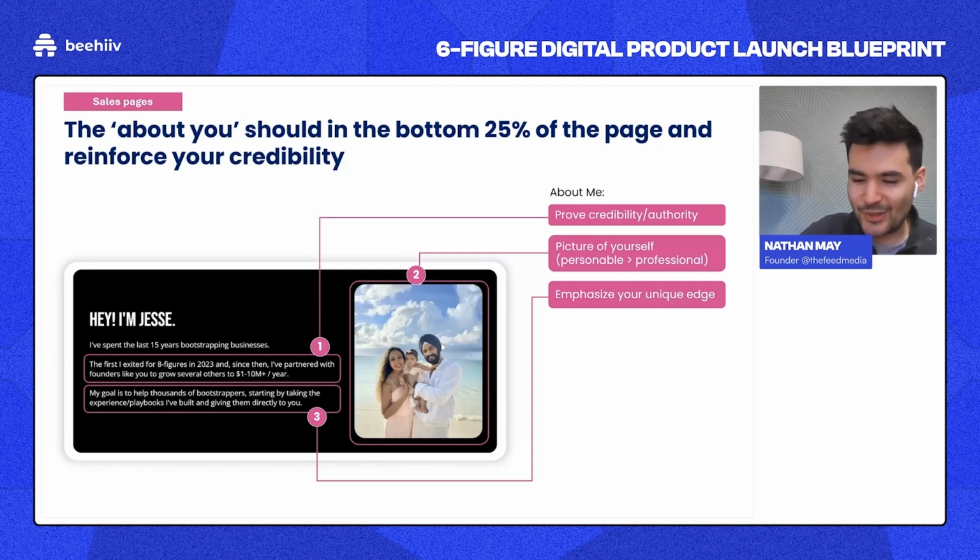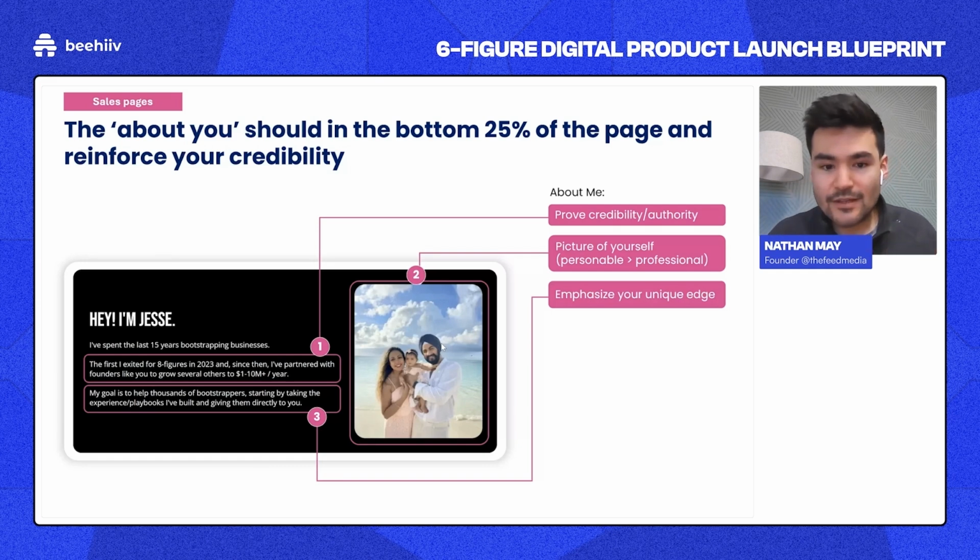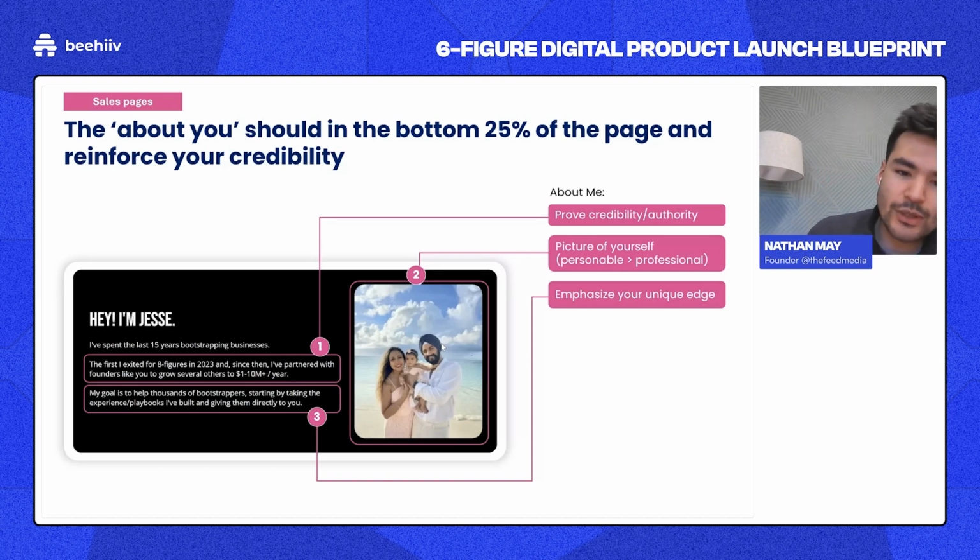Generally, one humbling thing to always remember: people visiting your sales page don't really care about you. The only reason you want to tell your story is if telling your story helps your reader understand how you were like them and therefore can help solve their problem. It's really about solving their problem. It needs to be about the reader, not about you. And so if you are going to use this, I'd say use it to prove credibility or authority. Use pictures of yourself that are personal as opposed to professional. And then emphasize your unique edge. What experience do you have that uniquely solves this problem better or faster than somebody else?